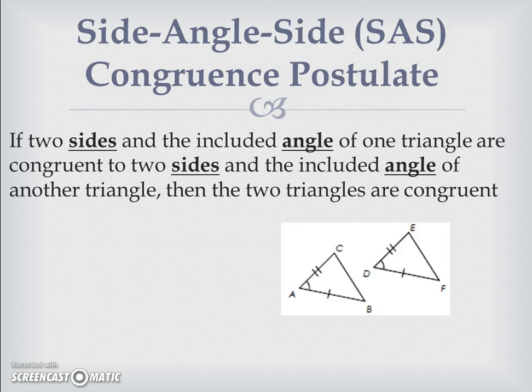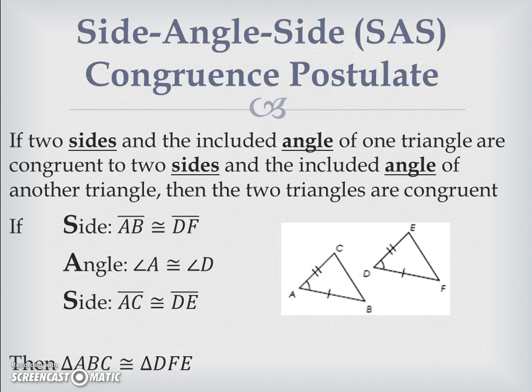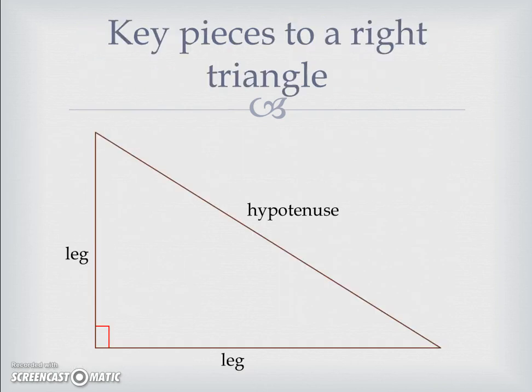So here we have two sides and the angle between them. The idea here is AB is congruent to DF, angle A is congruent to angle D, and AC is congruent to DE. We have two pairs of sides and the angle in between, so we can say the triangles are congruent by SAS.